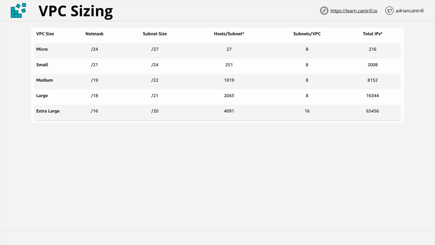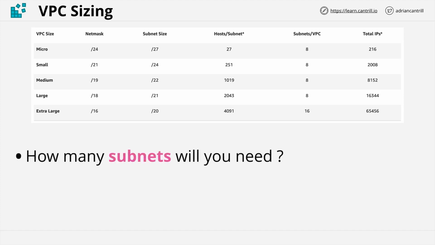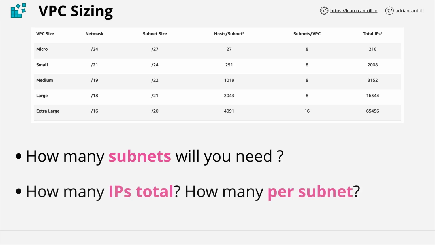In deciding which to use, there are two important questions. First, how many subnets will you need in each VPC? And second, how many IP addresses will you need in total, and how many IP addresses in each subnet? Now, deciding how many subnets to use, there's actually a method that I use all of the time which makes it easier. Let's look at that next.